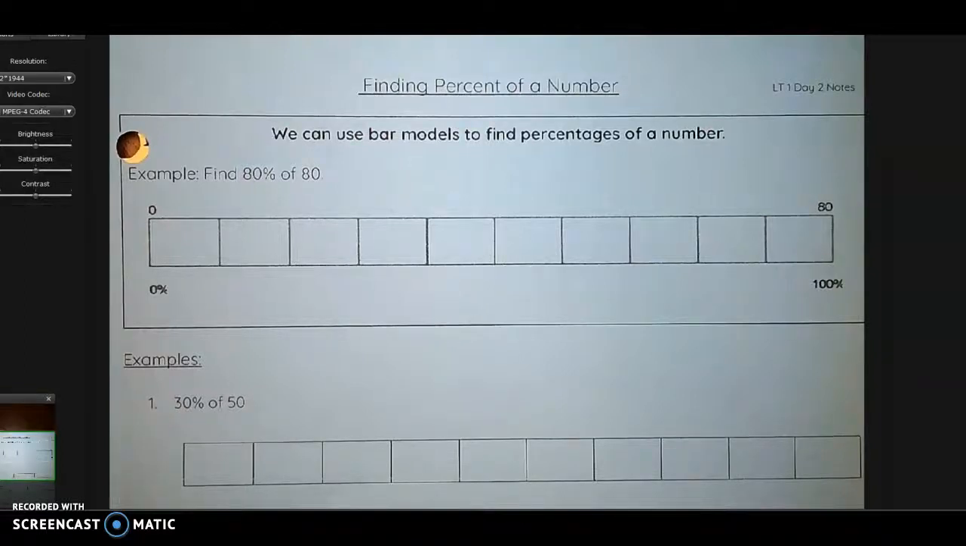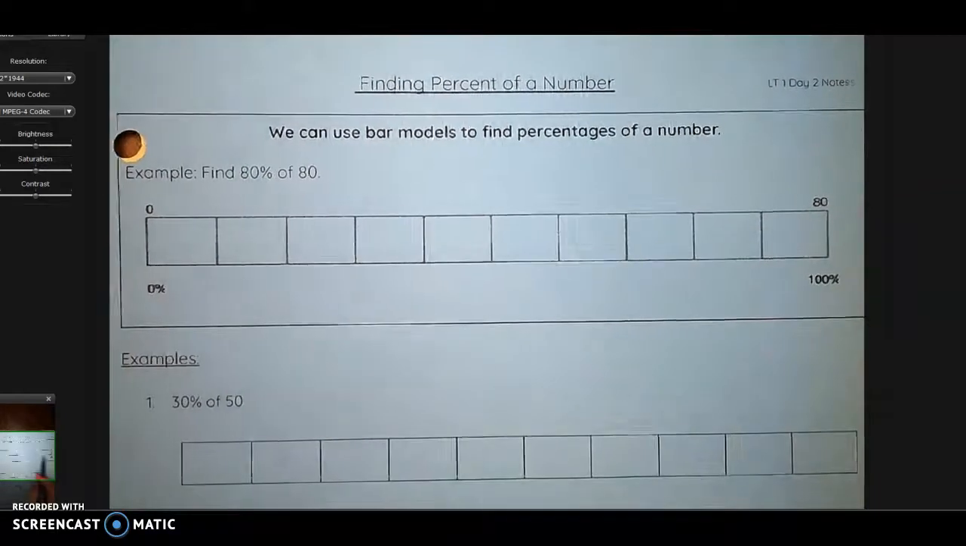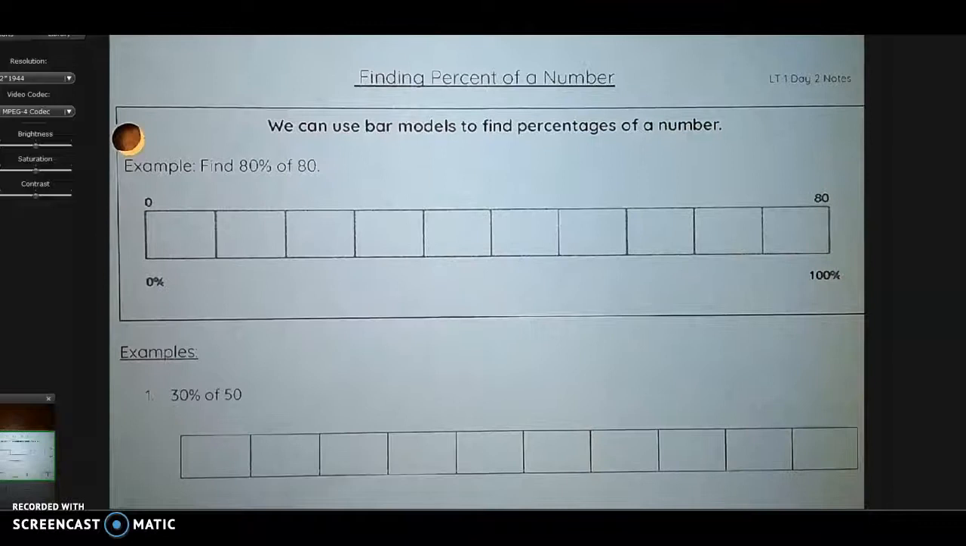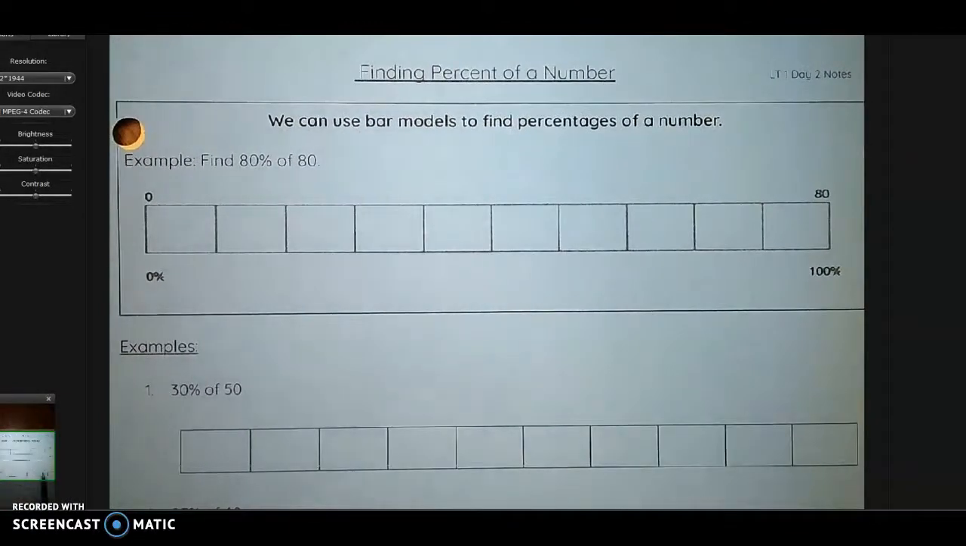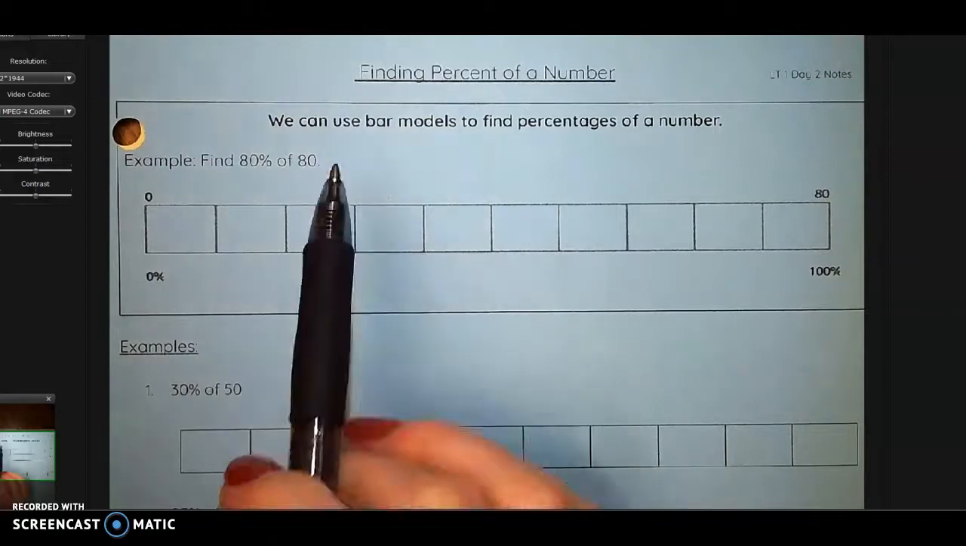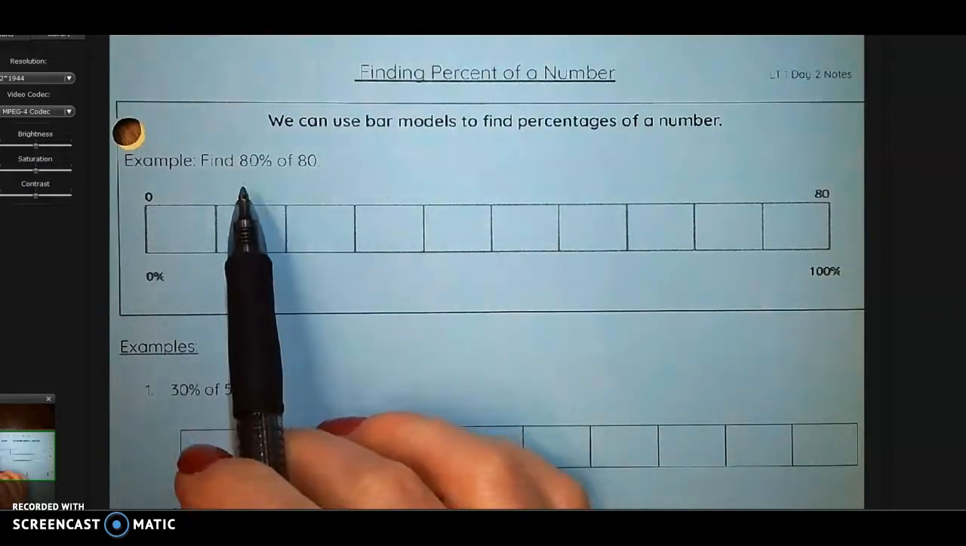All right, so now that we know what different percentages are, we use these bar models, and we knew that the whole thing was 100%, and we talked about how half of it was 50%. So now we're going to think about how we could find a percent of a number using that bar model. The first example I'm going to use is finding 80% of 80.